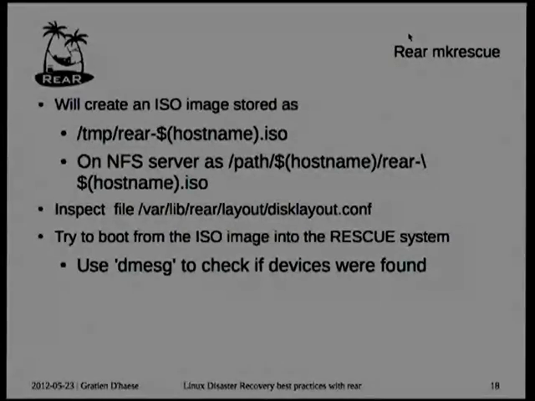You can try to boot the ISO image on the system. It can be the local system if it is a test system, or another system. But just inspect if the kernel is able to boot it and you can find all the devices. It could be important. Always practice beforehand before you do a real disaster recovery test.